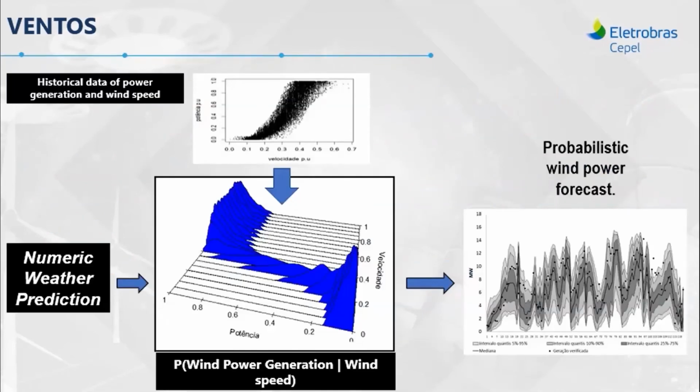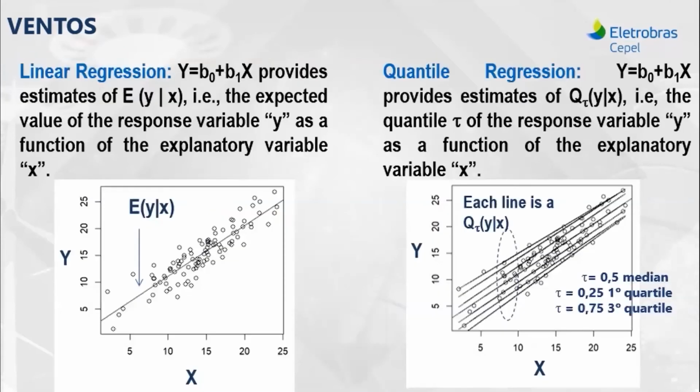So this is the idea. We have historical data of wind power generation and wind speed. So we can train our model to estimate the distribution of the wind power generation given the wind speed. After that, with wind speed forecast, we can finally estimate a probability forecast of wind power generation. And how can we do that?